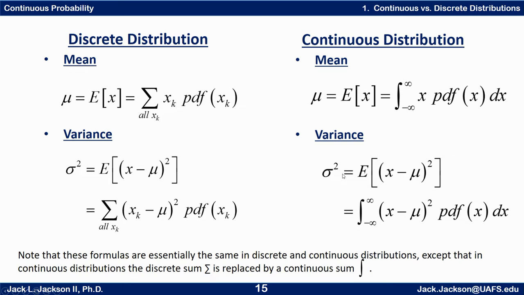Similarly over here, the variance is still sigma squared. It's still the expected value of (X minus mu) squared. But over here, the expected value is you take that function, (X minus mu) squared, multiply it by the PDF, and sum it up with this integral sign. So notice that these formulas are essentially the same in the discrete and continuous distributions, except that in the continuous distributions, the discrete sum, sigma, is replaced by the continuous sum, the integral sign.